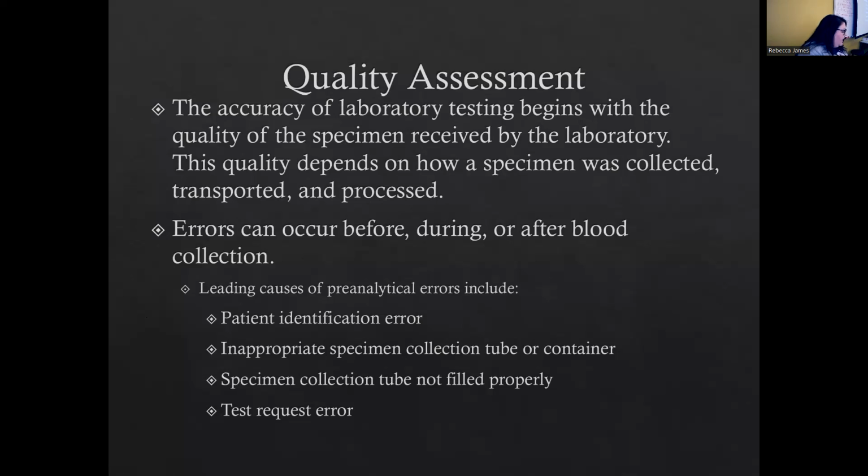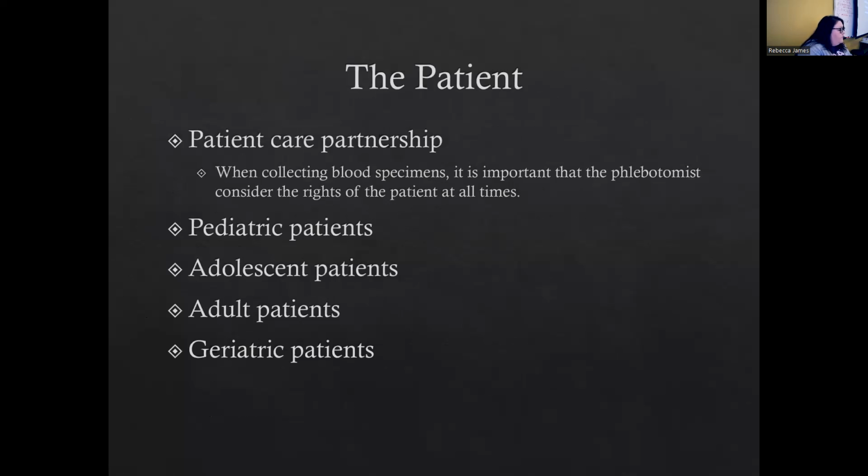Go to patient care partnership. So it says, 3-line sound. When collecting blood specimens, it's important that the phlebotomist considers the rights of the patient at all times. And then it talks about the different types of patients that you may have: pediatric patients, adolescent patients, adult patients, and geriatric patients. So go to pediatric patients. And it's just talking about in this paragraph, you know, be gentle and compassionate.